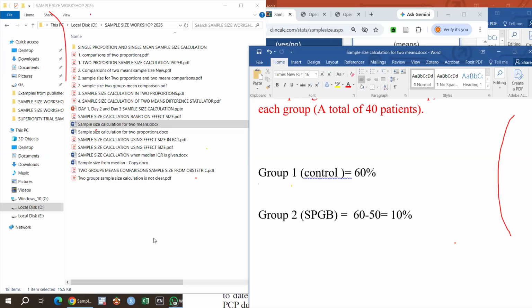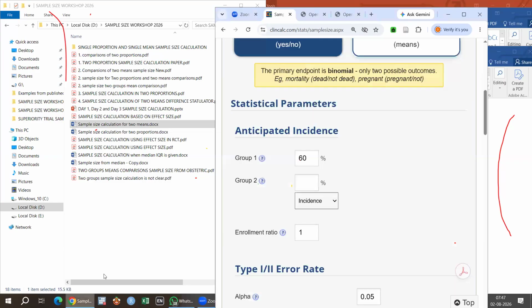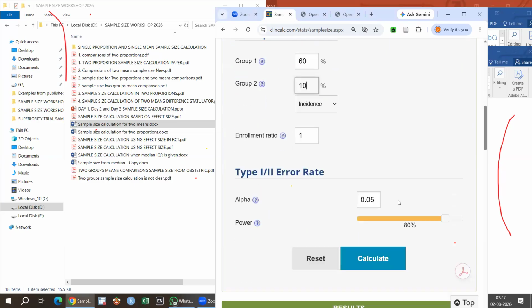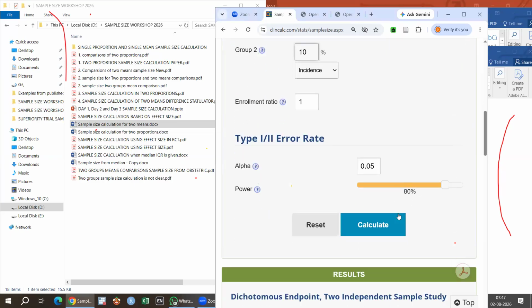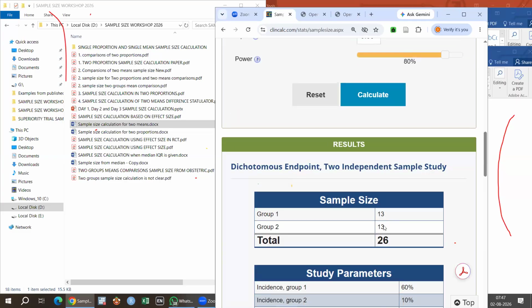Then check with this calculator. Click here, 10. For group 2, the incidence of headache will be 10. Then they have taken 80% power. Then click. The answer will be 13 in each group. So this is if they have taken an absolute reduction.